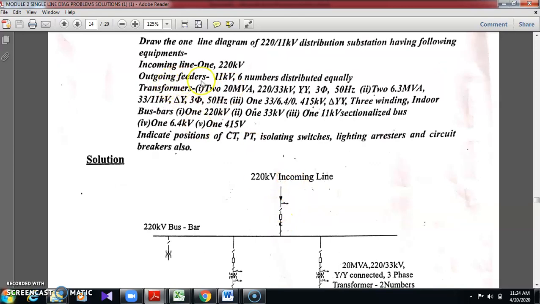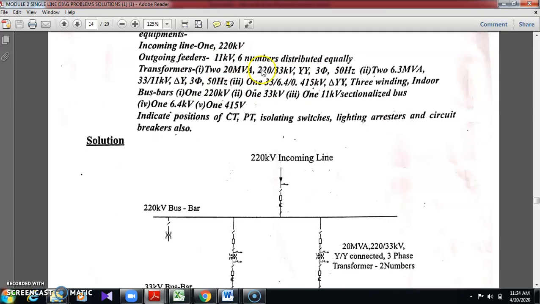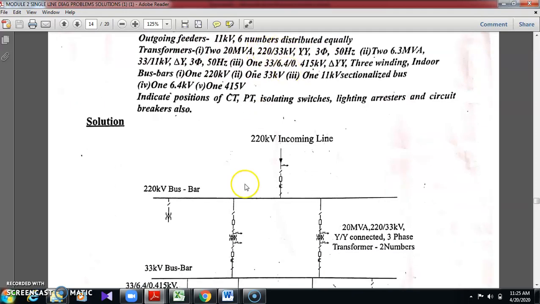Okay, outgoing feeders, 11 kV, 6 numbers distributed equally. There is a sectionalized bus bar. They told 11 kV is a sectionalized bus bar. So outgoing feeders from 11 kV are equally distributed. Transformers 2, from 220 kV to 33 kV. So this is the 220 kV bus bar, so 2 transformers, 220 to 33 kV.